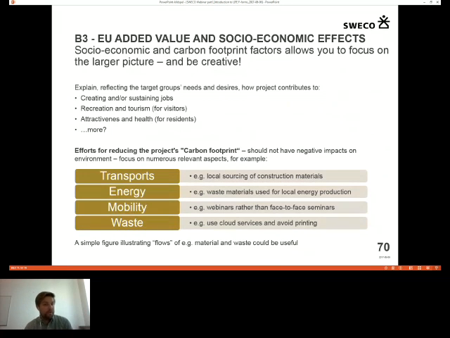This might seem obvious, but it is not obvious to all, especially not if you write it for the first time, and when you don't realize the extent of it. But the socioeconomic factors can usually be split into some different areas that reflect the different target groups' needs and desires. Of course, job creation or job sustaining is very important. Again, one of the major priorities of the European Union.